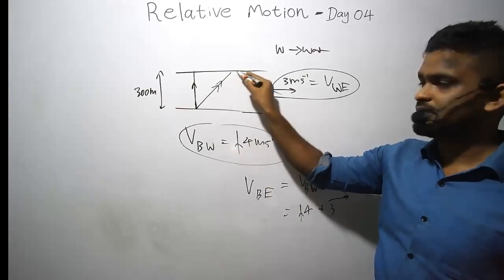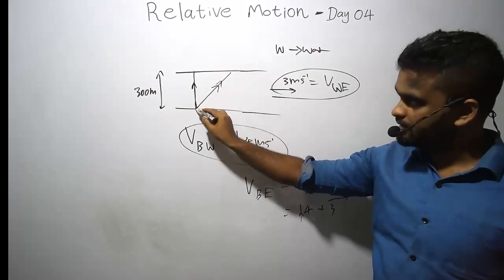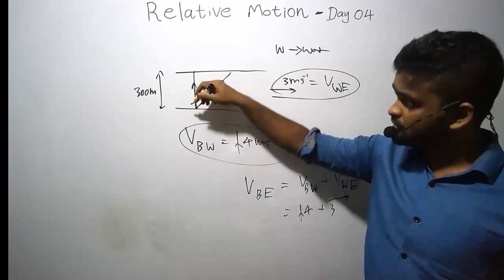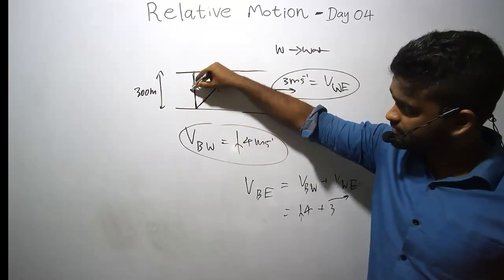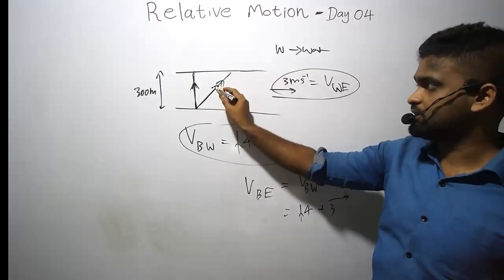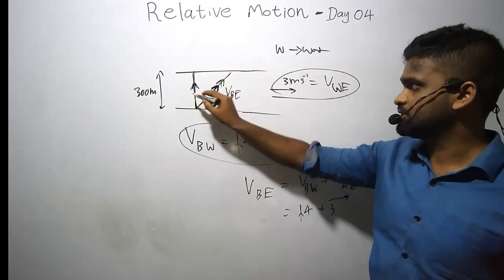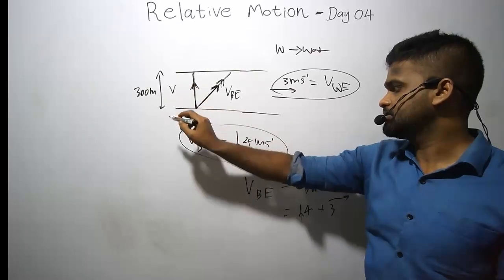This is relative to earth, right? Relative to earth, the boat travels like this. But relative to water, the boat is trying to move like this. But actually what happens is the boat is moving like this. So it is VBE, this one. This is VBW.